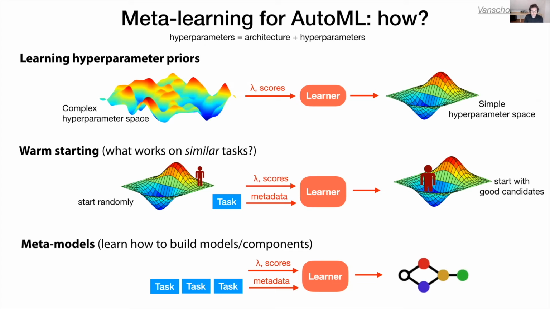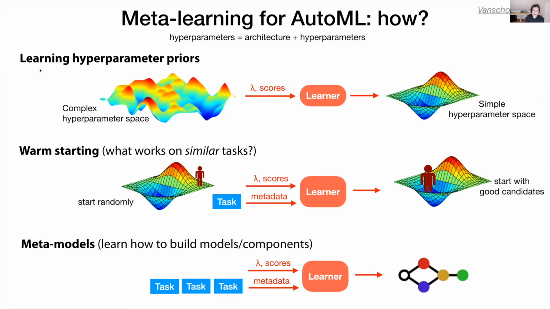Now, as an overview, we'll break this down into three kinds of things we can do. For a larger overview, you can see the survey. And this talk will focus on three typical ways of doing this.